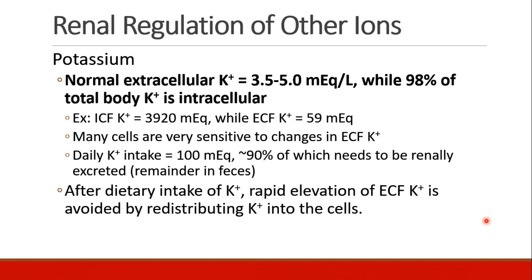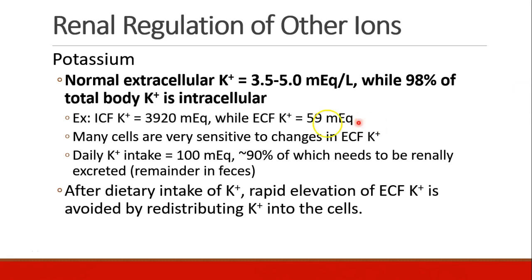All right, so we've talked a lot about sodium. We're going to move on to discussion of other ions now. And the next ion we'll discuss is potassium. Normal potassium concentration in the extracellular fluid is somewhere in the range of 3.5 to 5 milliequivalents per liter. And remember that virtually all of your total body potassium is intracellular.